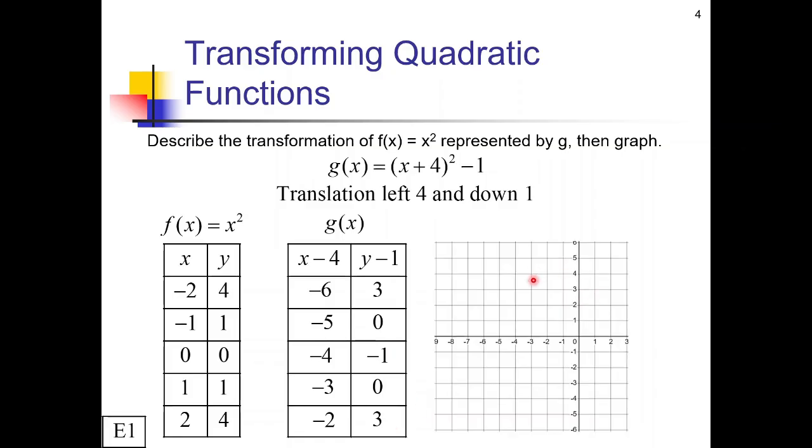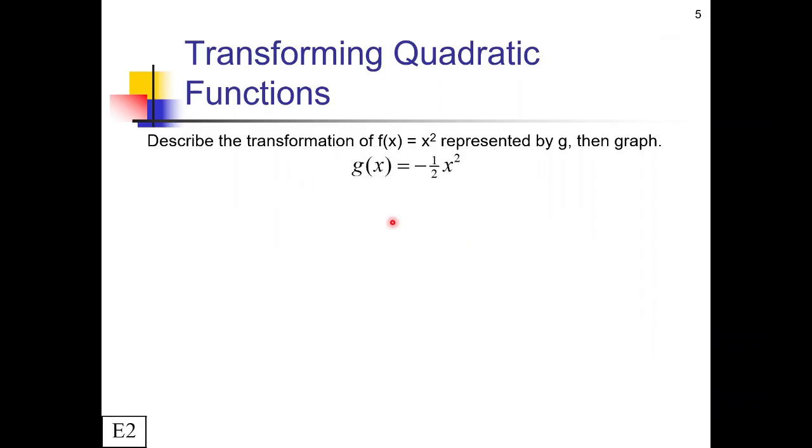Let's put on our xy axis now and graph these. So we have negative 6 comma 3 right up here. And then we have negative 5, 0 is right here. Negative 4, negative 1 down here. And then negative 3, 0, and negative 2, 3. And then graph the parabola through that.